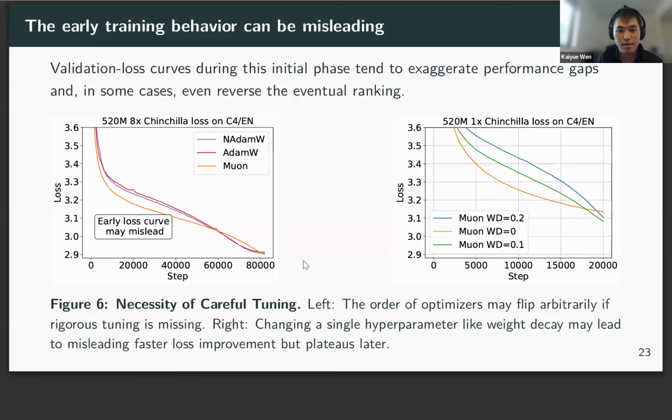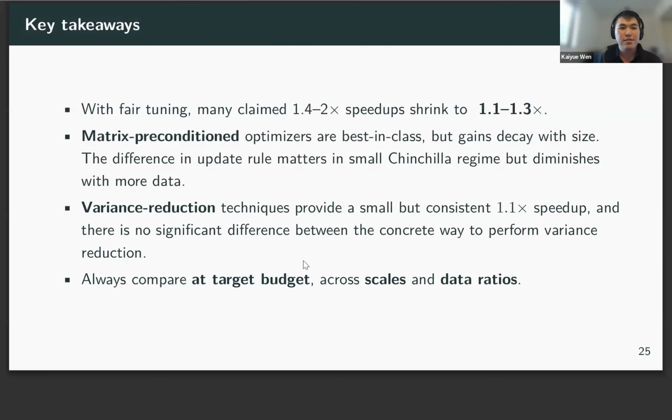And so to conclude, we have several takeaways from this paper. The first observation is that with fair tuning for all the optimizers, the claimed 1.4 to 2x speedup actually shrinks to 1.1 to 1.3x. So it's great to see that there is still some speedup to be gained from Adam, but the speedup may not be as large as people expect.